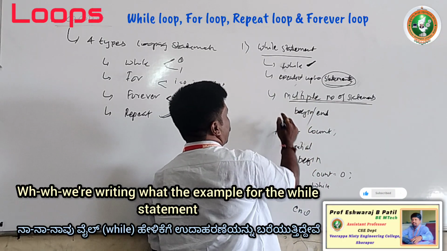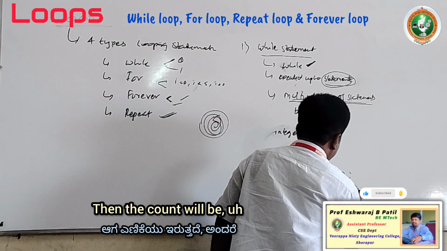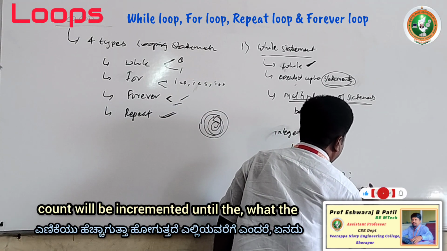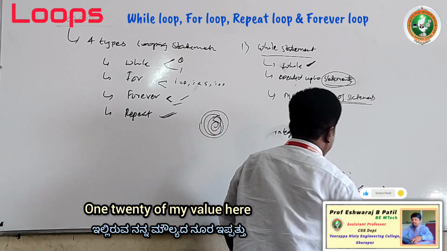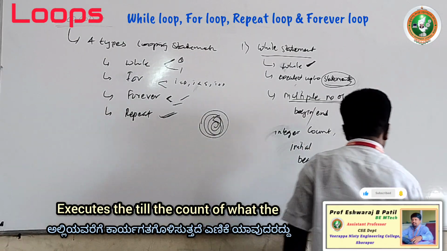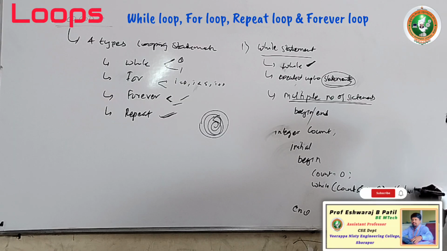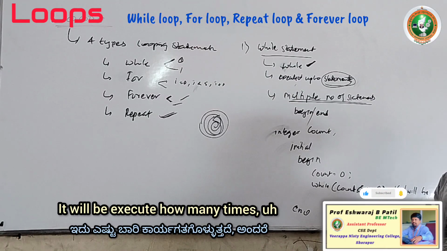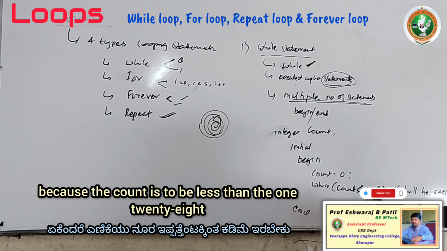We're writing an example for the while statement. I am using the while statement here. The count will be incremented until it meets 128. How many times will it execute? It will execute 0 to 127, because the count has to be less than 128.